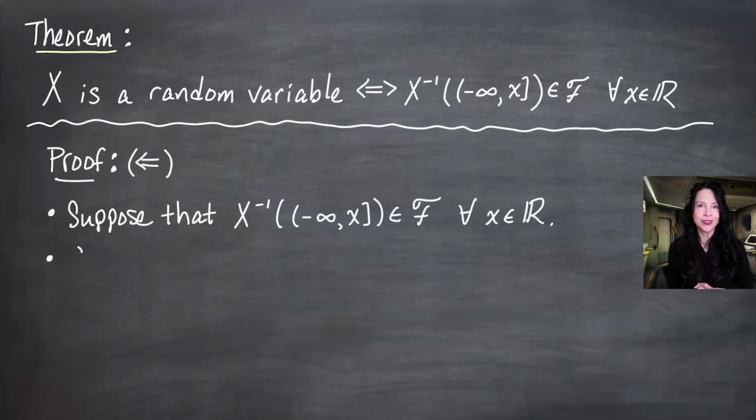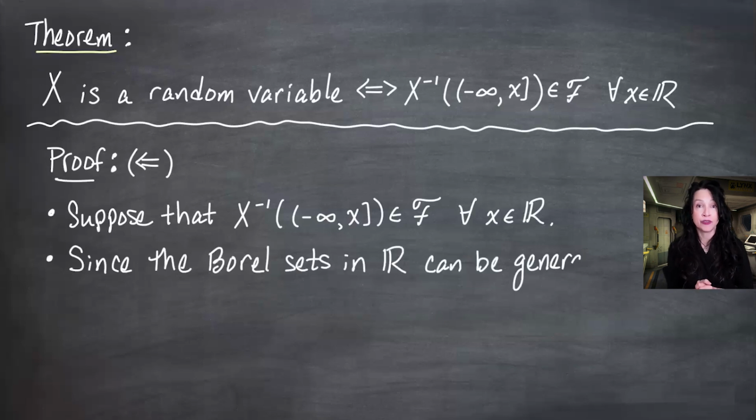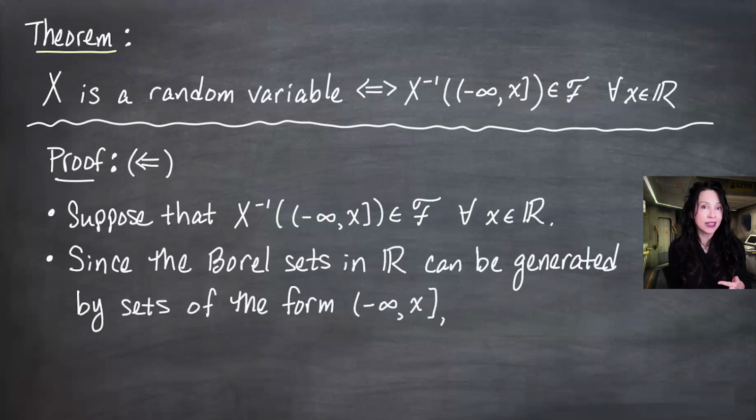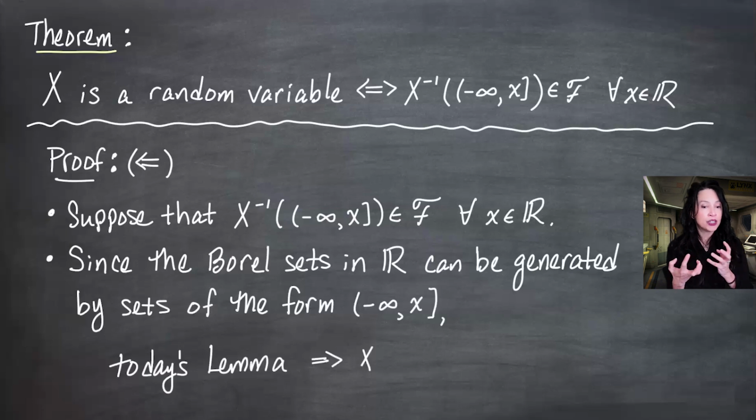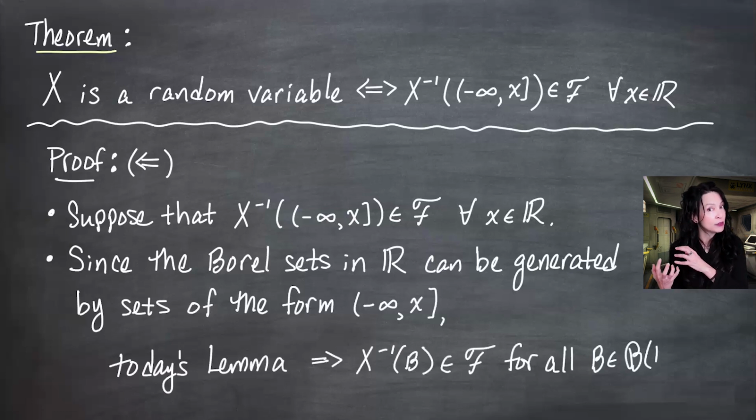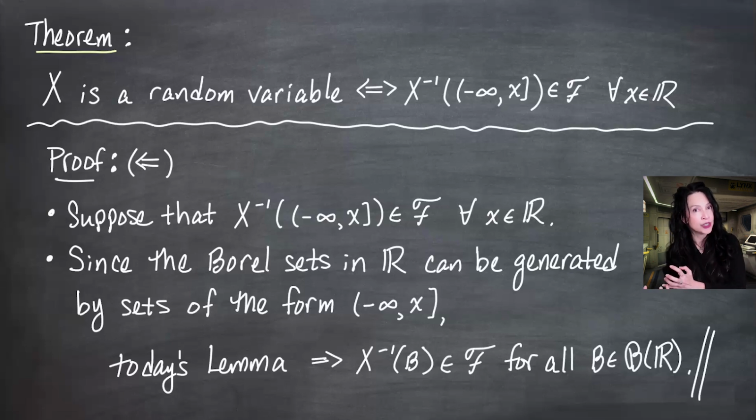But we know that Borel sets can be generated by sets of this form. And today's lemma tells us that if the inverse image of these generating sets are in the sigma field in the first space, then the inverse image of all sets in that second sigma field are in the original sigma field. And we're done. We have then that inverse images of Borel sets under X fall into the original sigma field curly f, and that X is a random variable.